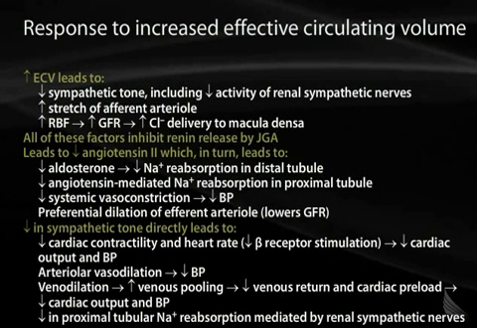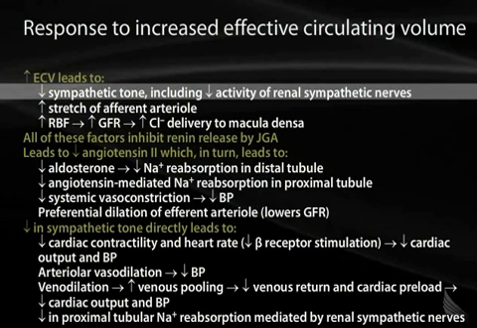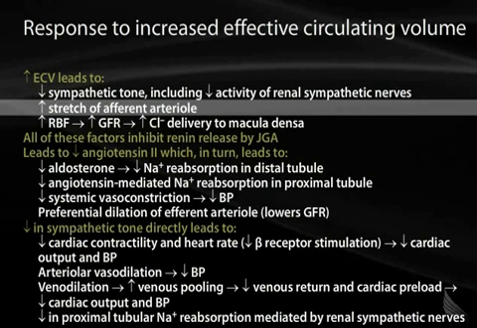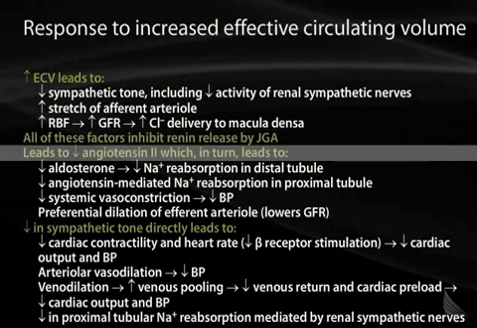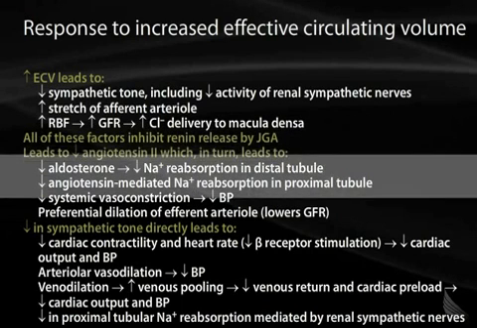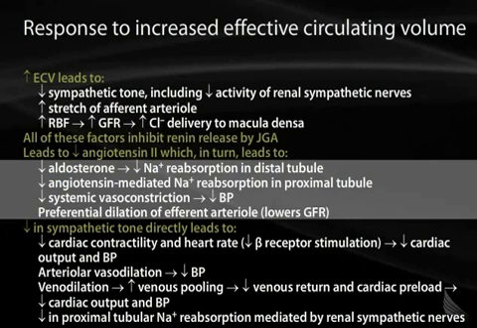What about the opposite? What is the response to increased effective circulating volume? Essentially, all of the opposite things that we saw with decreased effective circulating volume occur. Increased ECV leads to decreased sympathetic tone, decreased activity of the renal sympathetic nerves, increased stretch of the afferent arteriole, renal blood flow increases, GFR increases, and there's increased chloride delivery to the macula densa. These will all inhibit renin release. This leads to decreased angiotensin II activity, less vasoconstriction, and less sodium reabsorption.